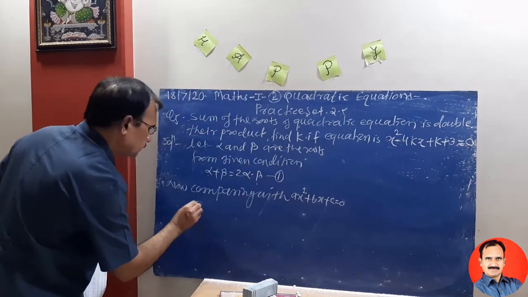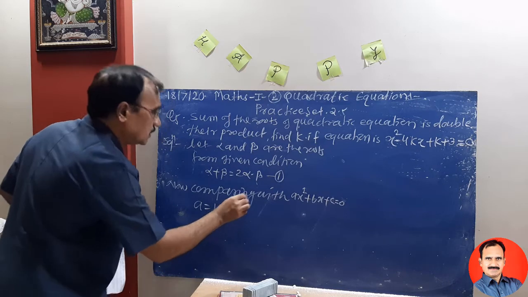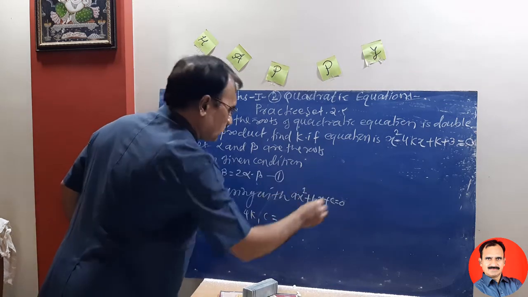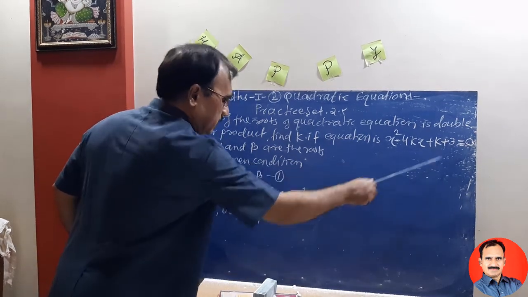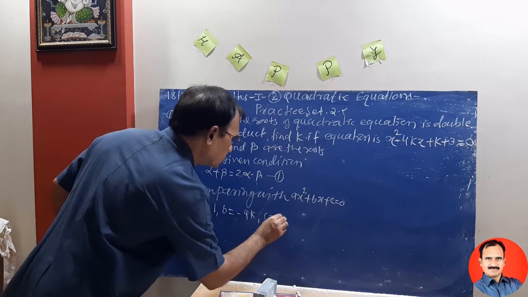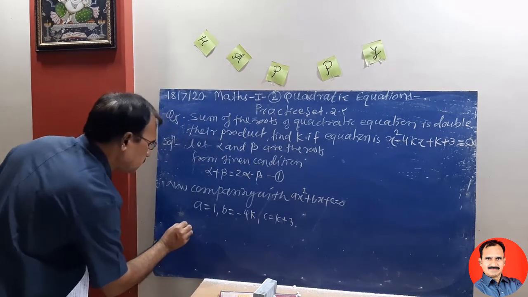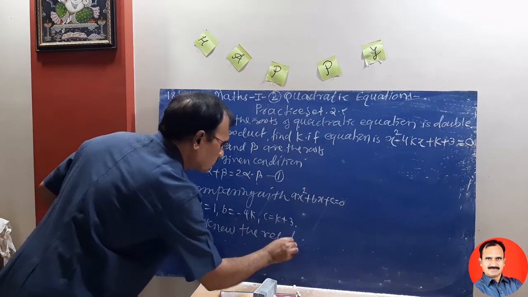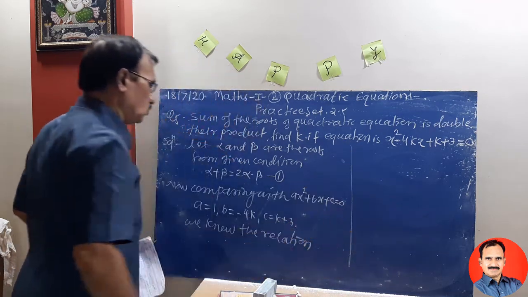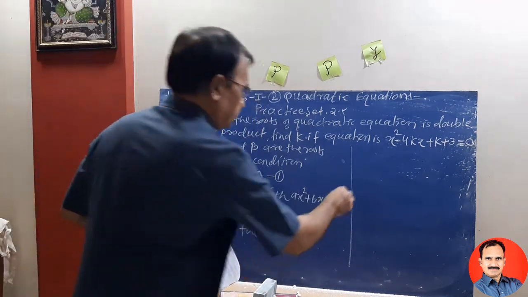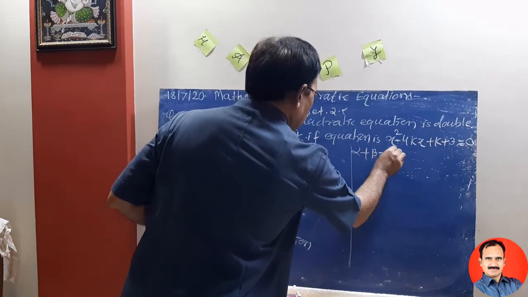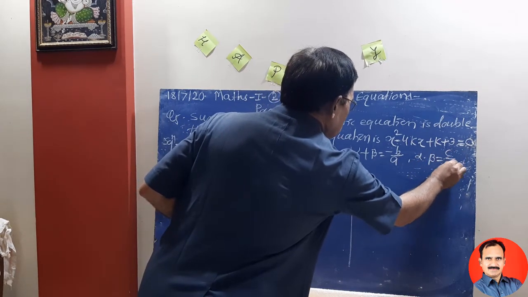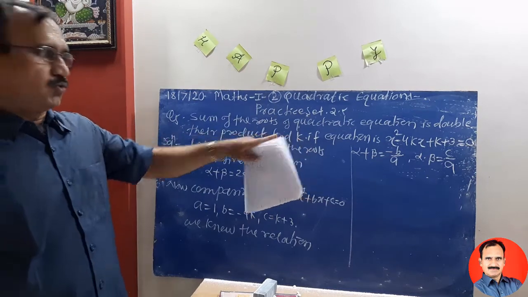A is equal to 1, b is equal to minus 4k, and c is equal to, this is value of c, k plus 3. We know the relation between roots and coefficients. Alpha plus beta is equal to minus b upon a, and alpha into beta is equal to c upon a. These relations are known to you.